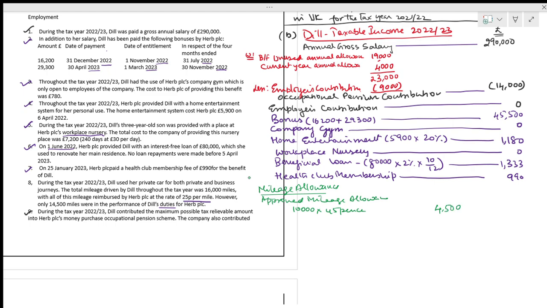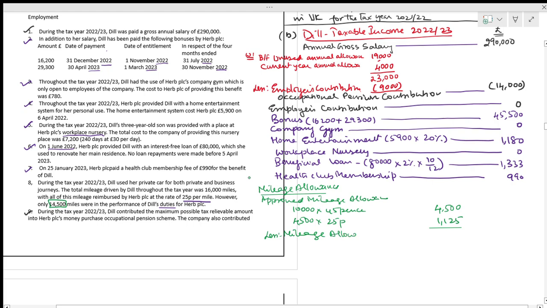For the next, how much? Total miles are how much? Total miles are 14,500. Okay. For the next 4,500, it comes to how much? 1,125. Fine, 1,125. Now, how much mileage allowance is received? Less mileage allowance received. How much?